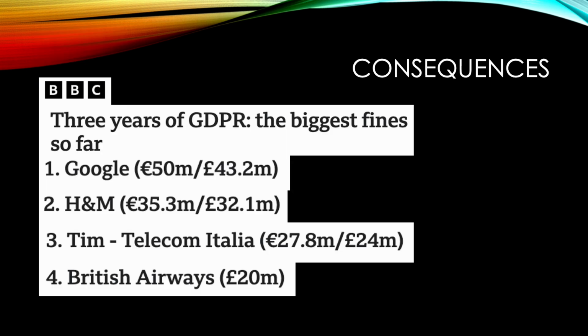GDPR violations can be costly. Fines can reach up to 20 million euros or 4% of a company's global annual revenue, whichever is higher. Major tech companies like Google and Facebook have already faced multi-million-dollar fines for non-compliance. But beyond fines, the reputational damage can be just as severe. Consumers are increasingly concerned about how their data is used, and a GDPR breach can result in a loss of trust that's difficult to recover from.